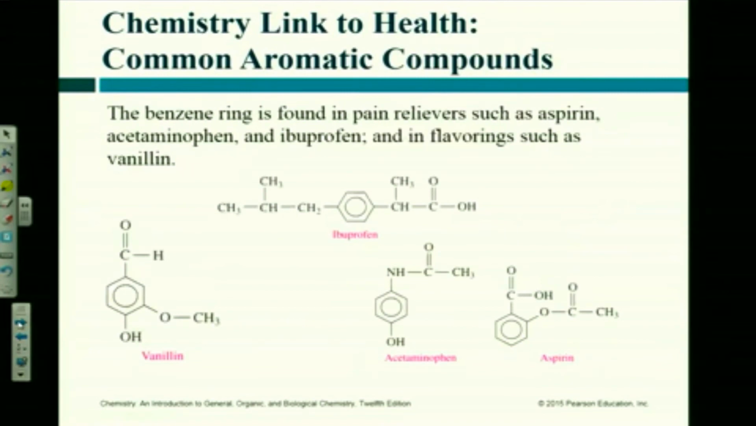Here's some other larger molecules that all contain aromatic rings in them. If you've ever smelled vanilla, you know it has a very distinct smell, right? I think everybody smelled vanilla, right? But it has a benzene ring in the middle of it. Ibuprofen and acetaminophen, aspirin, all these are NSAIDs, right? And they all contain benzene rings in them as well. High doses are toxic. Lower doses are often used as anti-inflammatories.